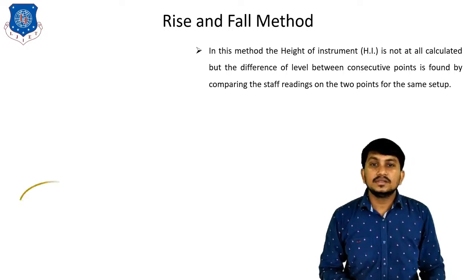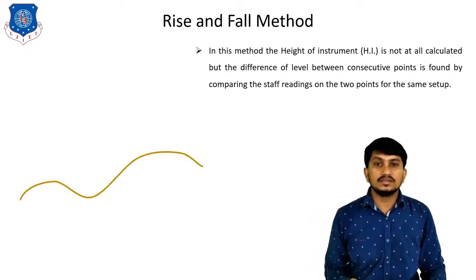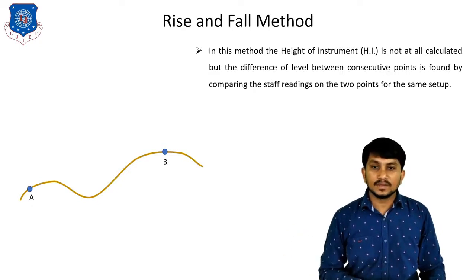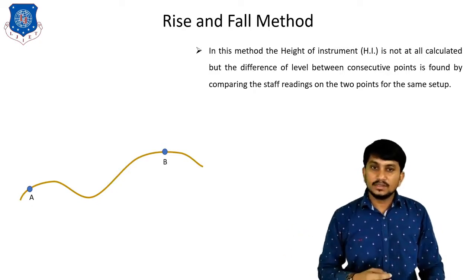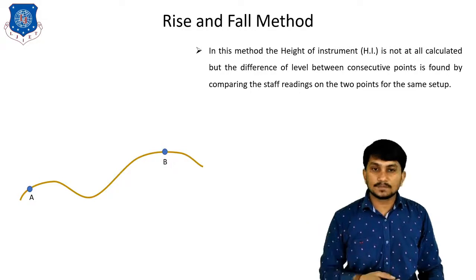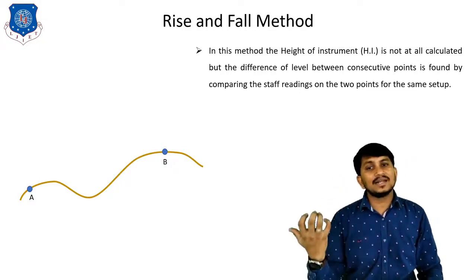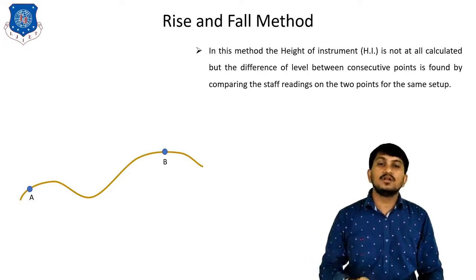Suppose there is one ground. These are the points, two points, A and B. We have to calculate the level difference between these two points using the rise and fall method, or we have to calculate the RL of A and B using the rise and fall method.